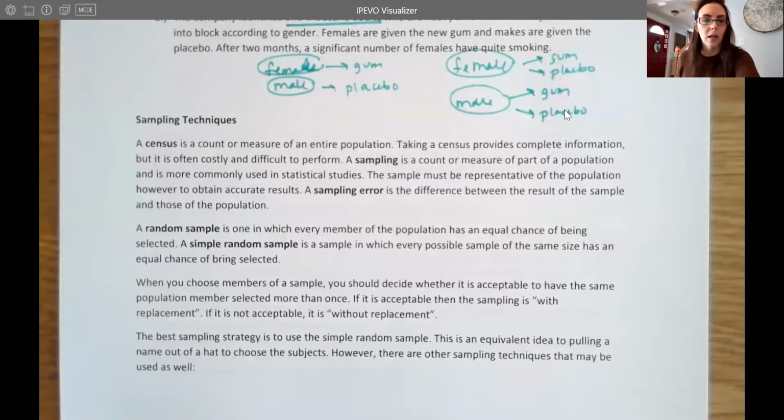Now, the last thing we're going to talk about are other forms of sampling techniques. So we kind of focus on experiments, but we can also do observational studies, right? So a lot of times we're doing surveys and things like that. So a census is a count or measure of the entire population. Taking a census provides complete information, but it's often costly and difficult to perform.